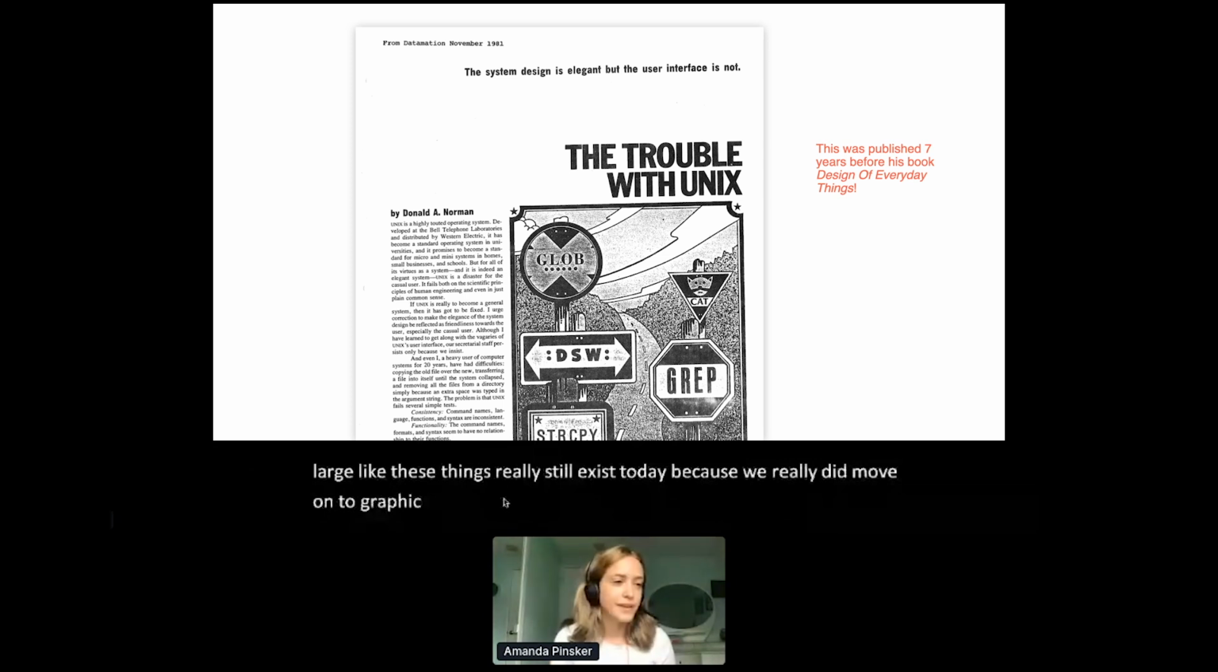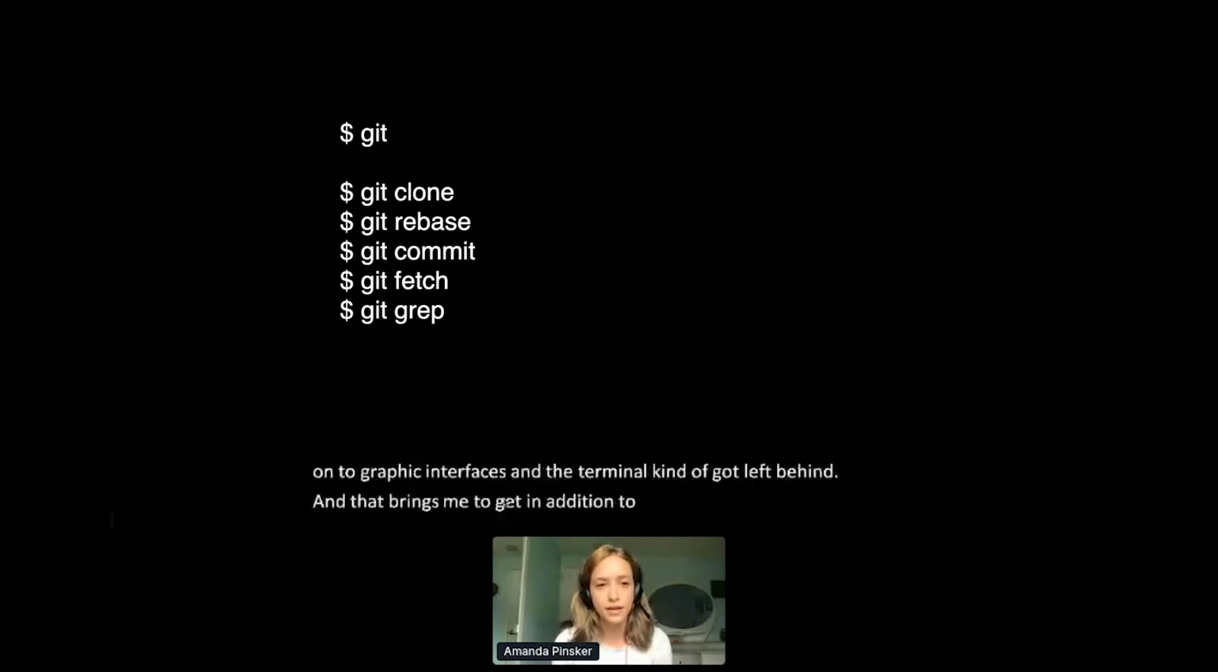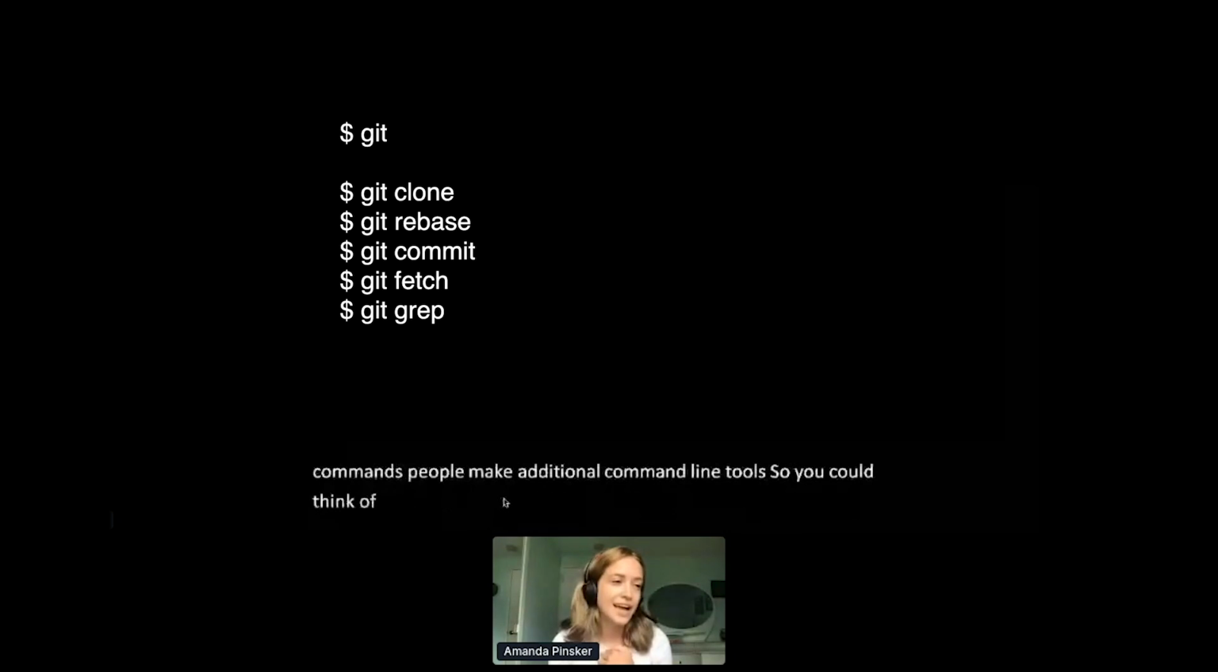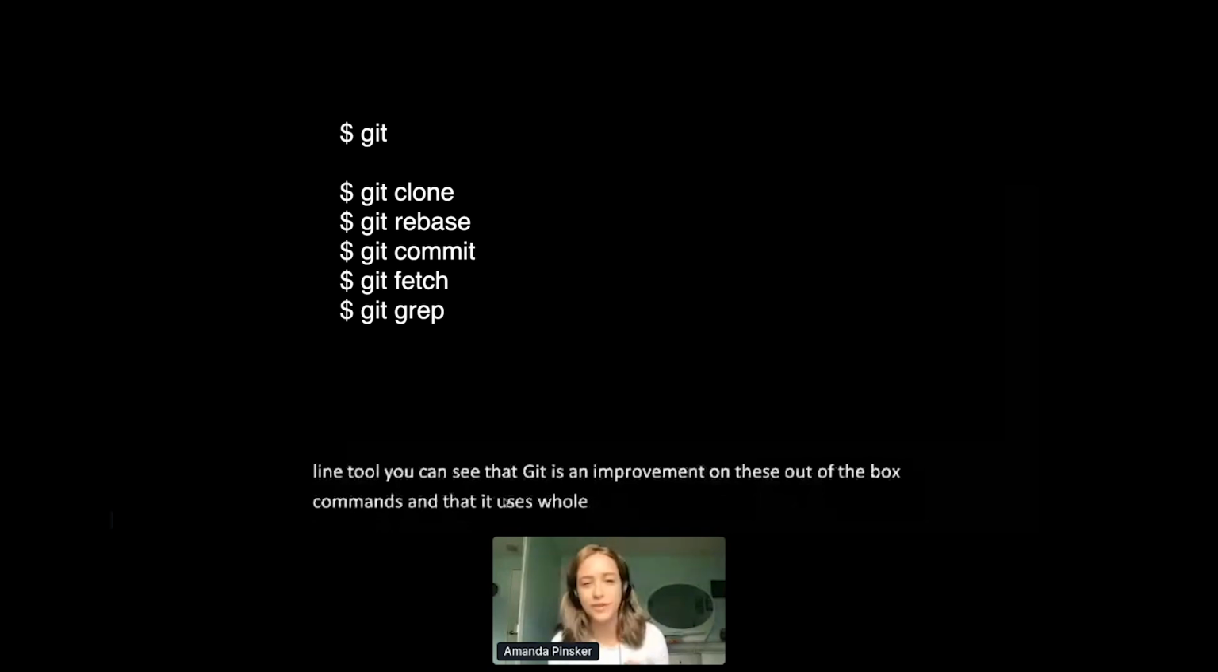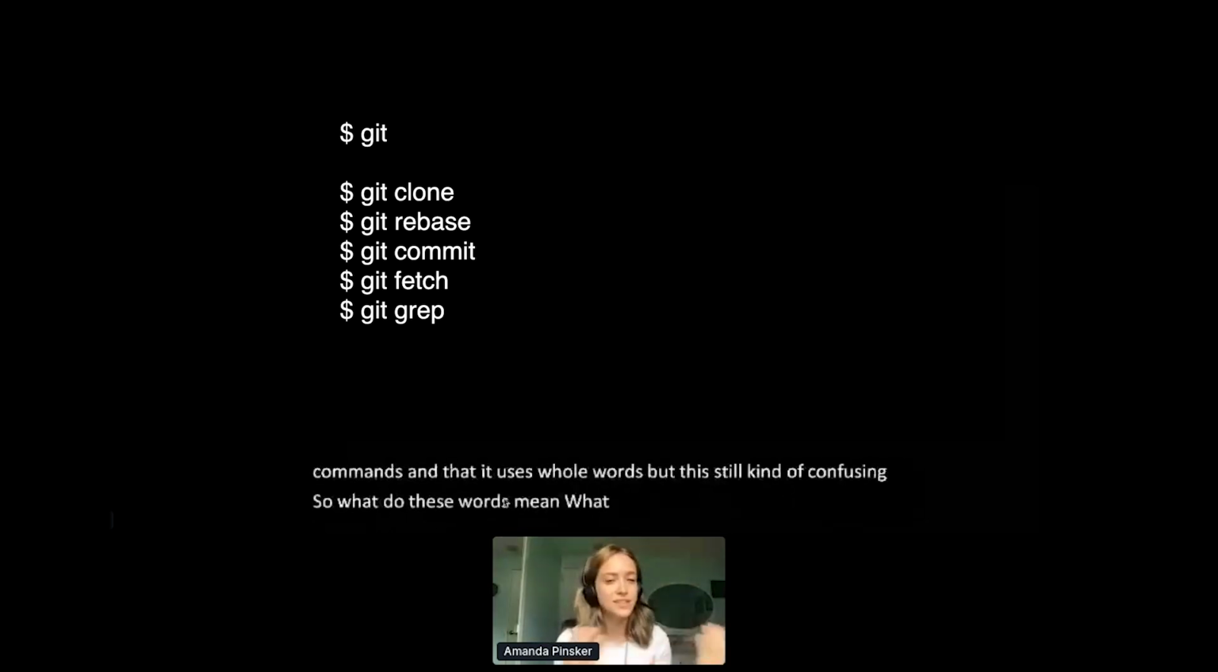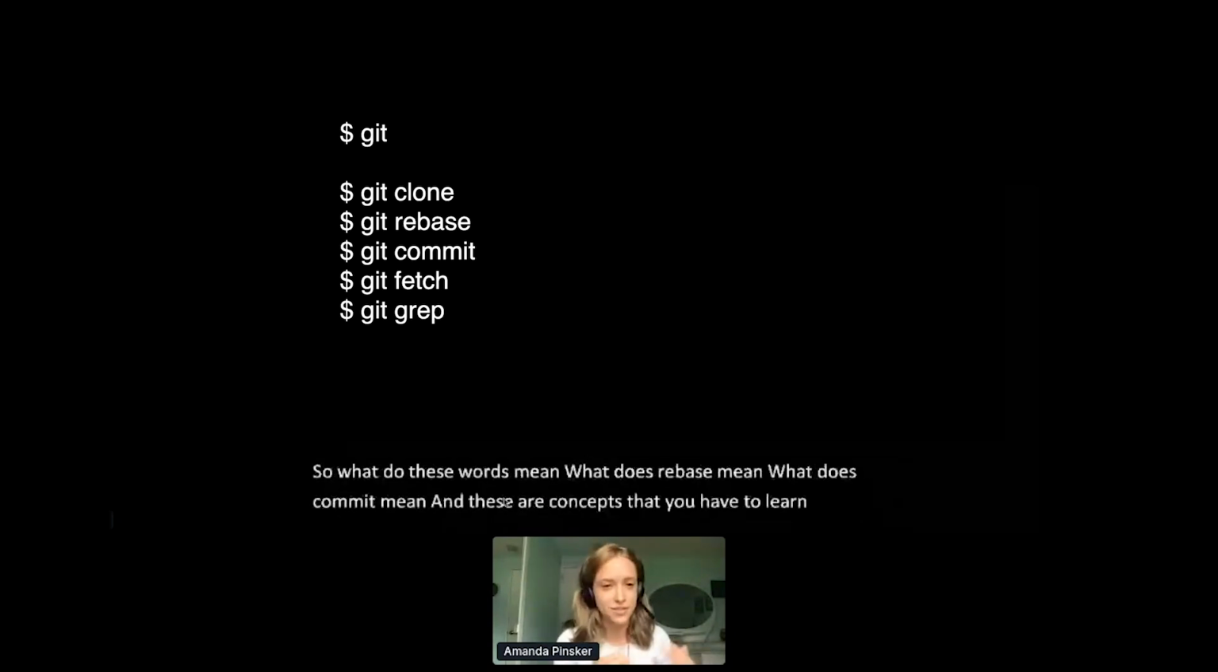And that brings me to Git. In addition to these out-of-the-box Unix commands, people make additional command line tools. You could think of them kind of like apps for your terminal. Git is a version control tool, and that is what GitHub is powered on. As a command line tool, you can see that Git is an improvement on these out-of-the-box commands in that it uses whole words. But this is still kind of confusing. What do these words mean? What does rebase mean? What does commit mean? These are concepts that you have to learn outside of just memorizing these commands to use in a certain order.